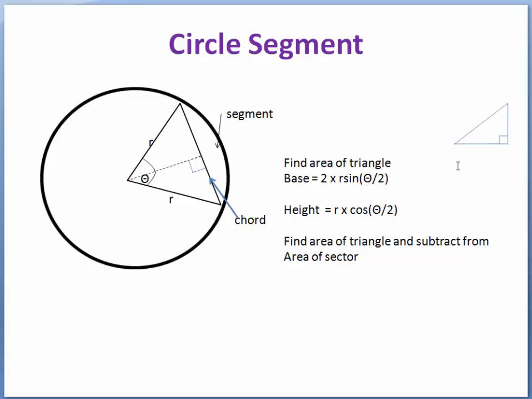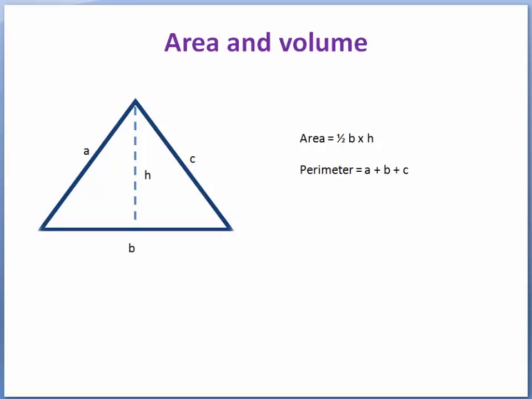The height, which is this along here, this dotted line, would be given by r cos theta divided by 2. So to find the area of the triangle, we just multiply r sine theta over 2, which is half the base, by r cos theta divided by 2. Area of a triangle, half the base multiplied by the height, or half AB sine theta.